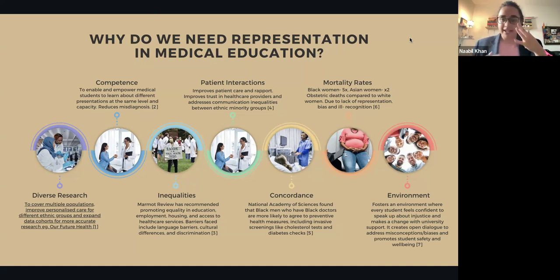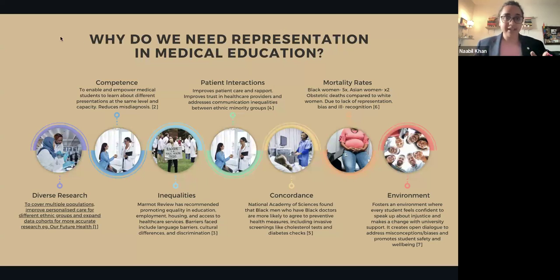The National Academy of Sciences actually found that Black men, this was carried out in America, were more likely to agree to preventative health measures, including things like cholesterol screening and diabetes checks, when they were interacting with Black doctors. It's that level of concordance that we really need to understand, that people from ethnic minority backgrounds potentially do have that historical mistrust in healthcare professionals. And for them to be able to feel seen and heard and respected, they need to feel that sense of relatability to whoever is providing healthcare for them.